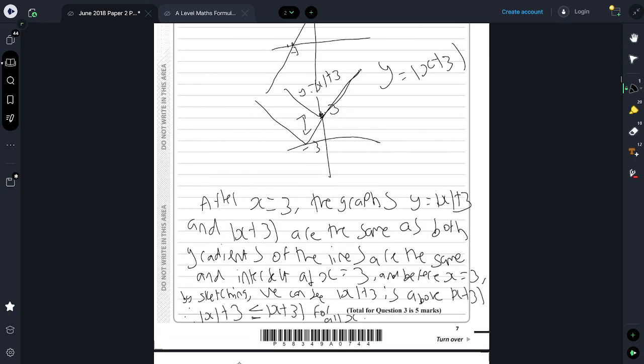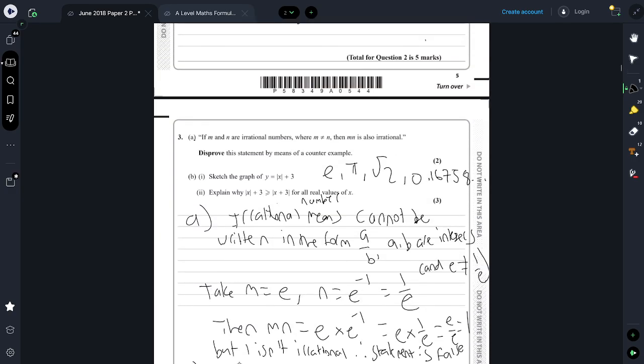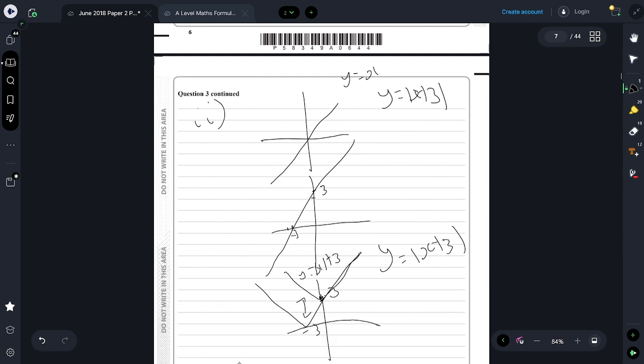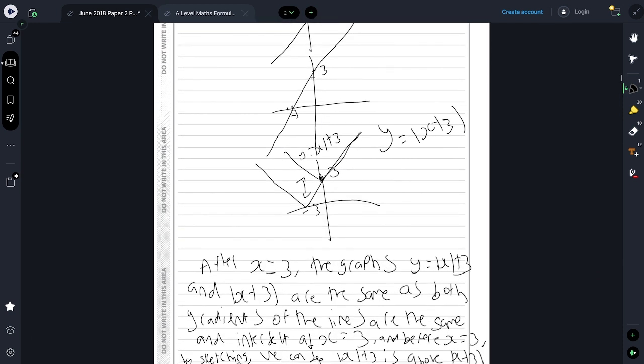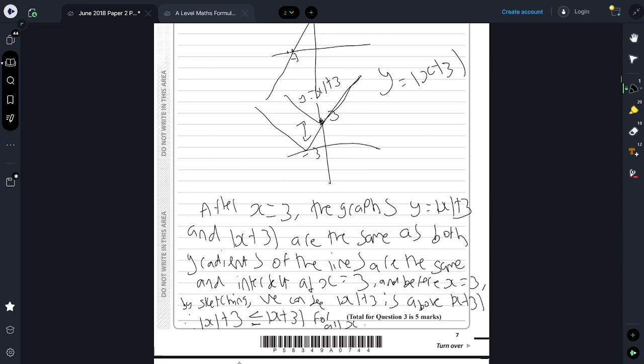Is that what they're asking us to prove here? Yeah, mod x plus 3 is greater than for all real values of x, which is exactly what we can see, right? They asked us to sketch the graph in part B in the first part, so we're probably going to have to consider the graph, which is exactly what we've done here. A little wordy explanation to make sure you pick up the marks. That's about as much as I think they'd expect.